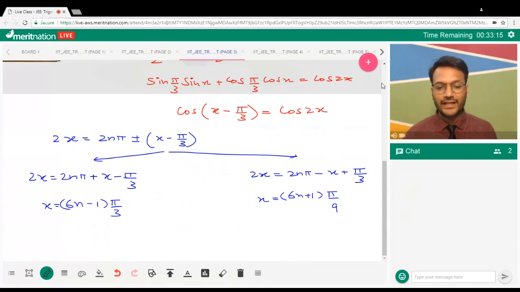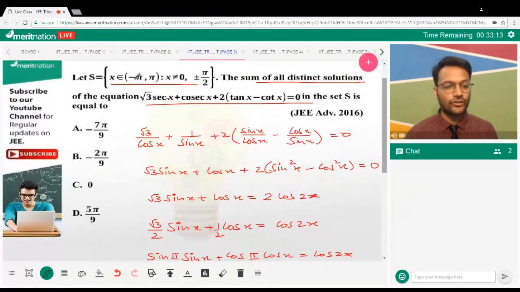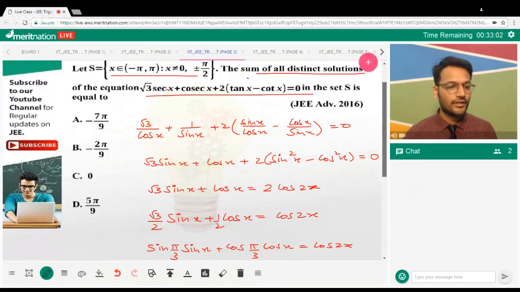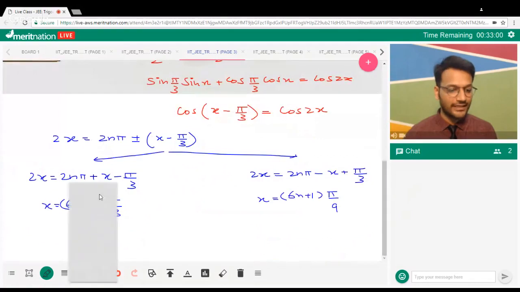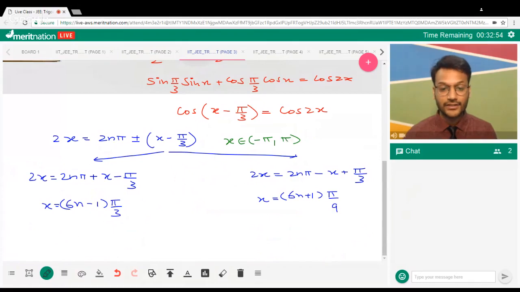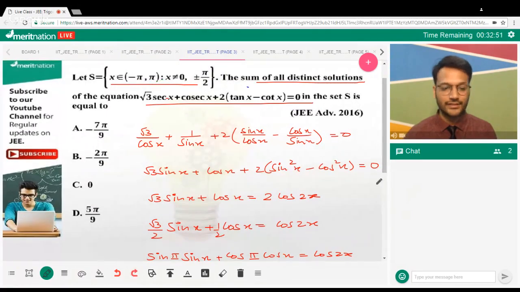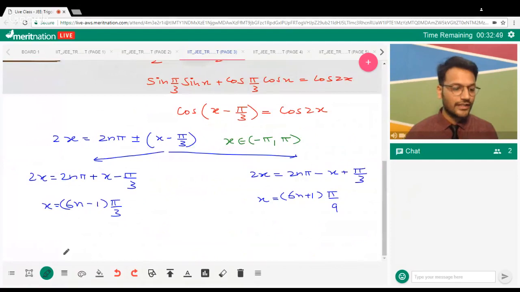So we need to figure out the values of x. Now I need to check the domain. The domain was from minus pi to pi. 0, pi by 2, and minus pi by 2 are being excluded, so we'll not count them. And again, we need to figure out the sum of all the distinct solutions. So from minus pi to pi, not inclusive. If you check, it's not inclusive, right? This was the question.